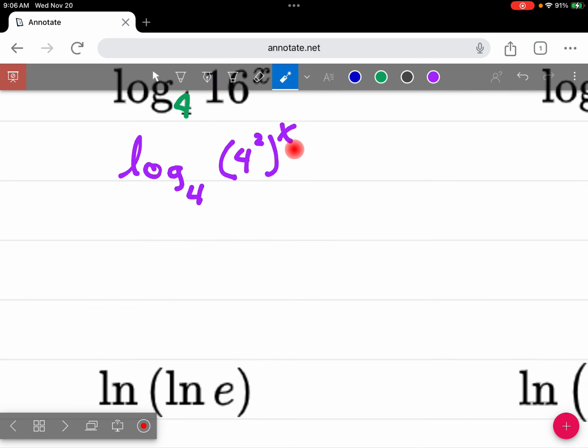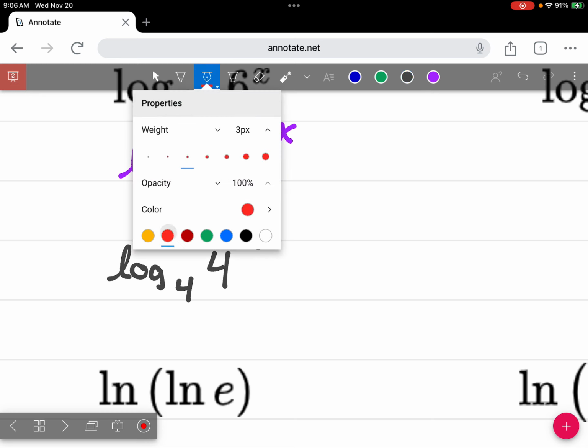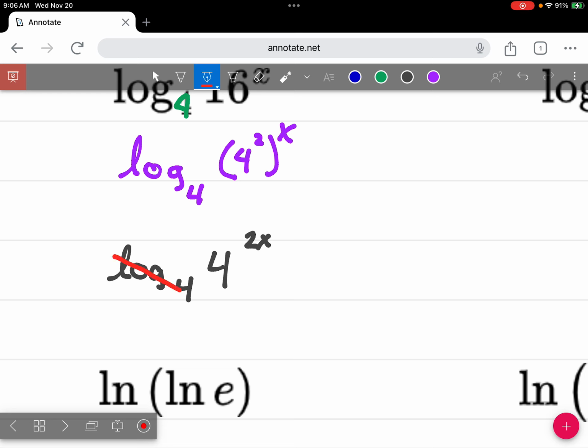When I have a power raised to a power, what do we do with those values? We multiply them. Power raised to a power, they multiply. So this becomes log base 4 of 4 to the 2x. Now the base of my log and the base of my exponential are the same. So these two pieces are inverses of each other. They undo each other. So this simplifies down to be 2x.